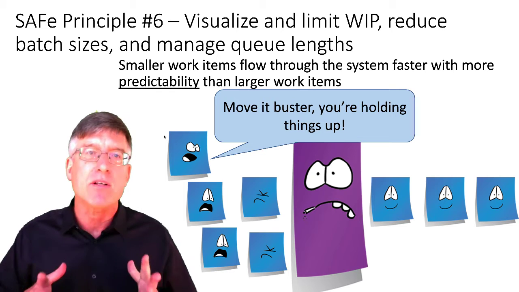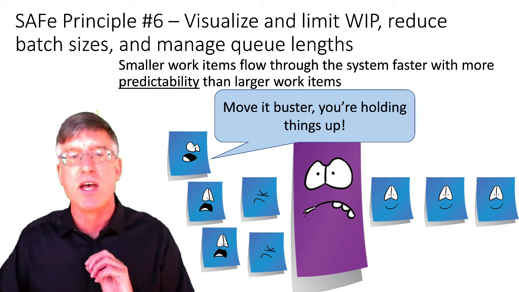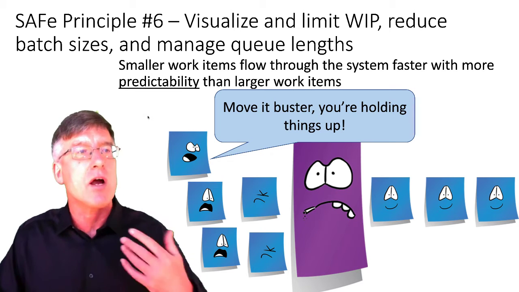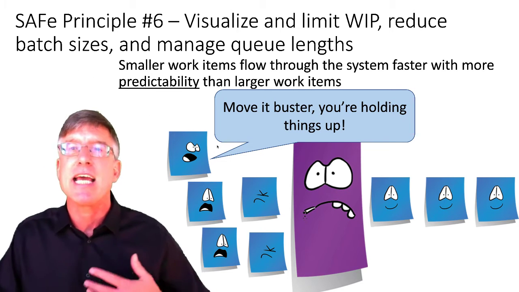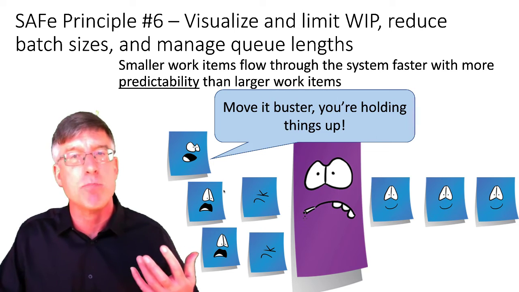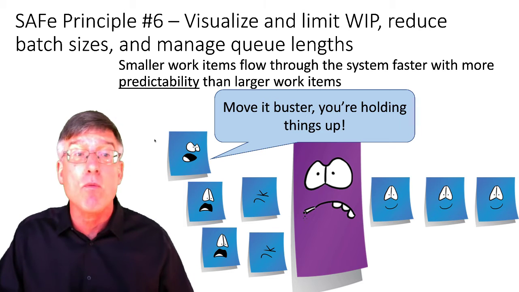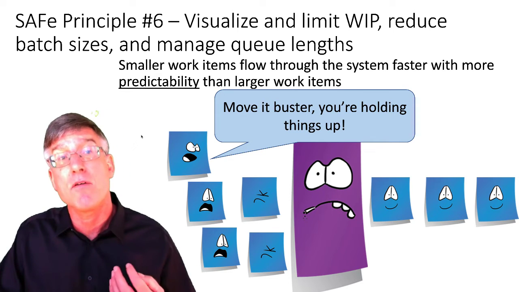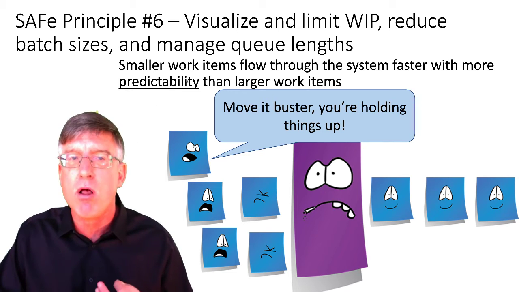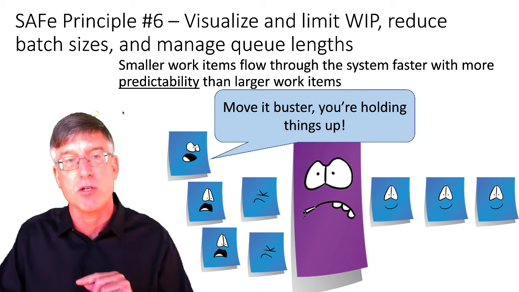Everything you've learned about SAFe is that smaller pieces of work go through the system faster. When we try to force these large pieces of work through, we start seeing growing queue lengths and expanded work in progress limits. So this violates a lot of the principles that we have in SAFe. Bottom line, we want smaller work items because they go through the system faster with more predictability.